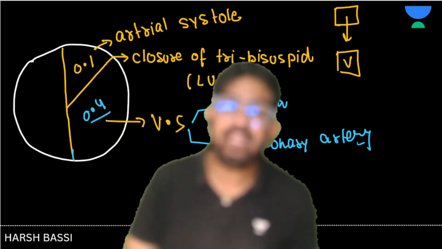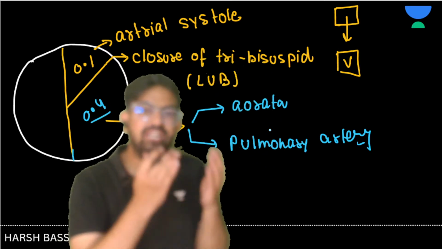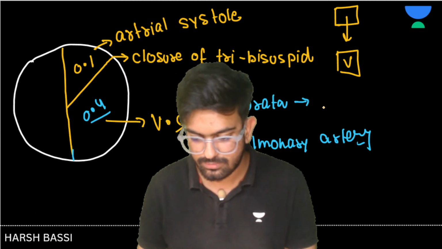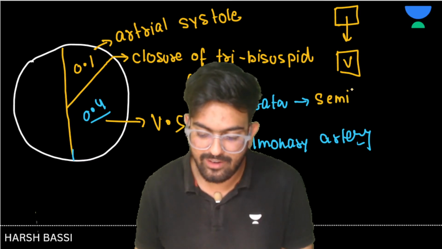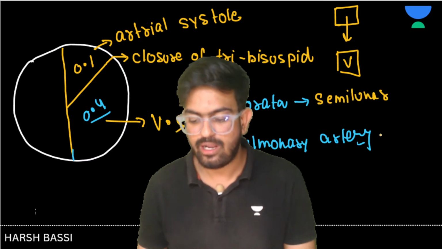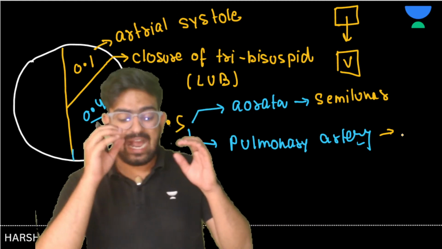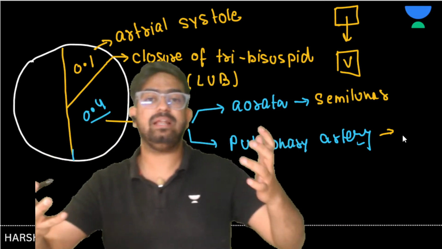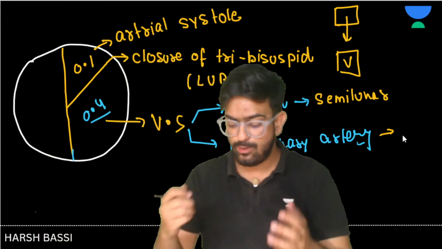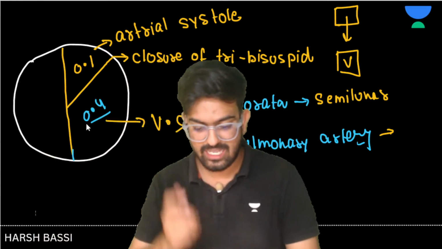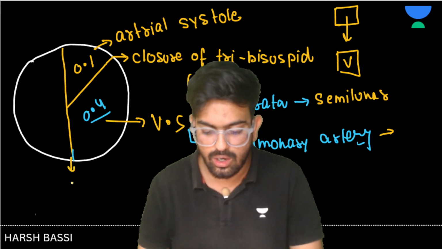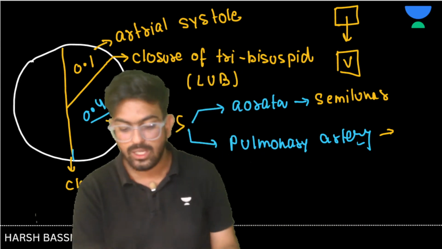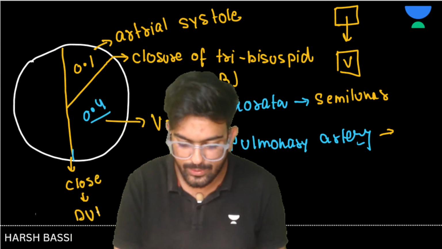Now in aorta and pulmonary artery, to prevent the backflow, what do we have? We have semilunar valves, yes or no? Now, as soon as the blood has moved towards the aorta and pulmonary artery, the semilunar valves will close. And when they close, the dub sound will come. Clear to everyone?